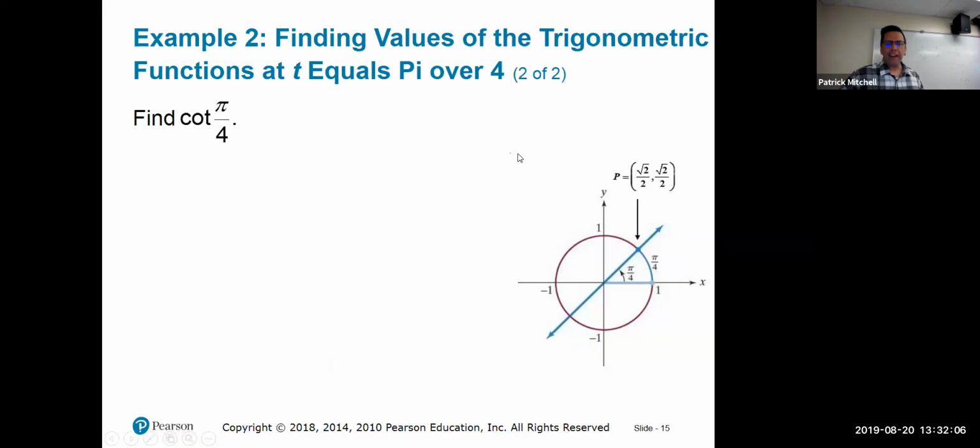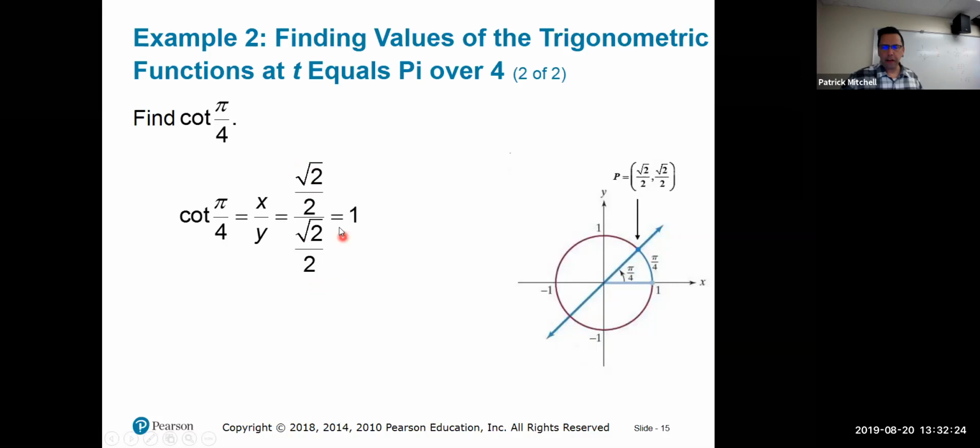Okay, next we have the cotangent of pi over 4. Remember, the cotangent is x over y. Well, for this particular point, the x coordinate and the y coordinate have to be the same. So I can make this a lot simpler for you. Instead of thinking about this big ugly expression, just think of this as a number divided by itself. It's a number divided by the exact same number. And a number divided by the same number is always 1, as long as that number is not 0. 0 over 0 is not anything, but otherwise it works. Okay.